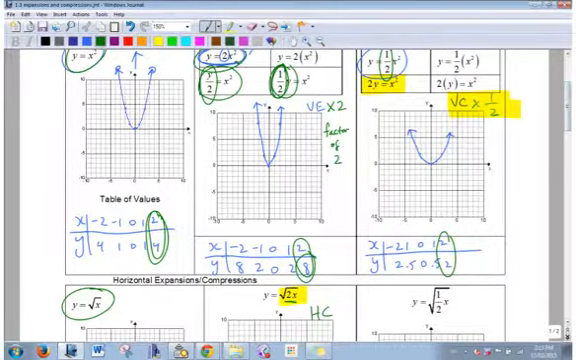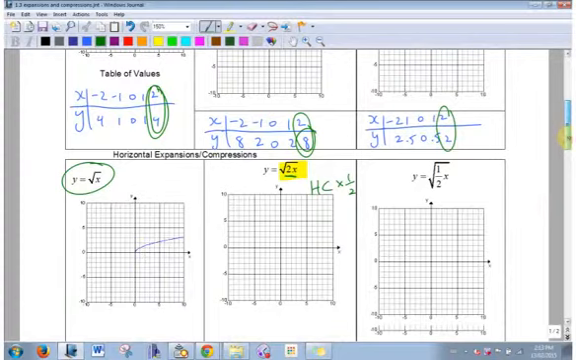What's the factor? Take a 2 over 1 and flip them around. That's a horizontal compression by a factor of a half. So all these values will be half what they used to be. Okay? So this one's 1, 2, 3, 4. It's going to be 1, 2. I'm a little more curved. Okay?